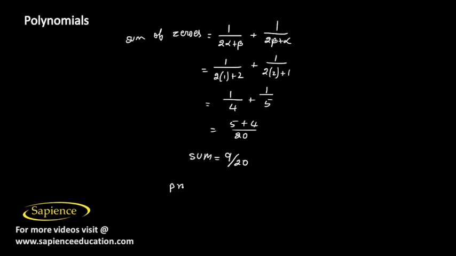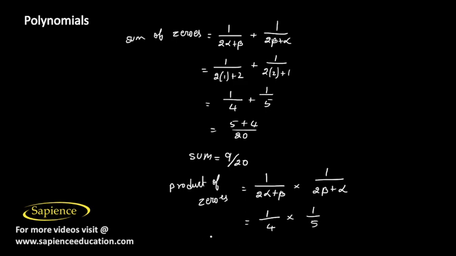Now, similarly, we can find the product of zeros. (1/2)(α + β) into (1/2)(β + α). Again, we will be getting these same factors, 1/4 into 1/5. So product will be 1/20. So sum will be equal to 9/20 and product is 1/4 into 1/5, which is 1/20.